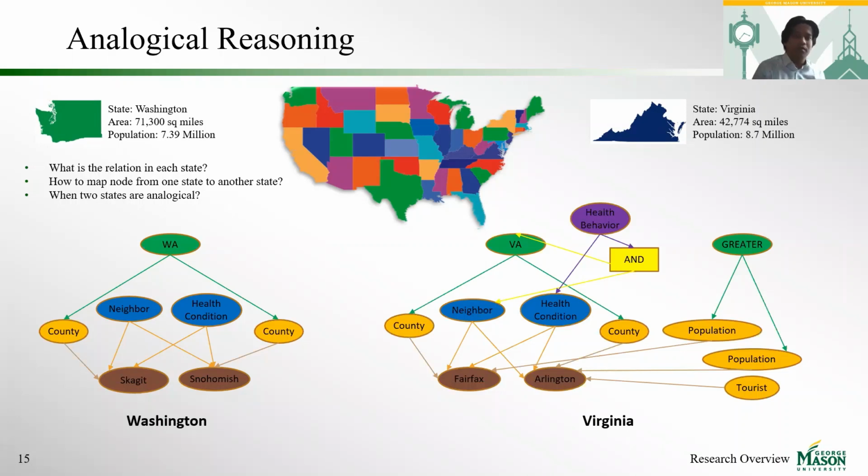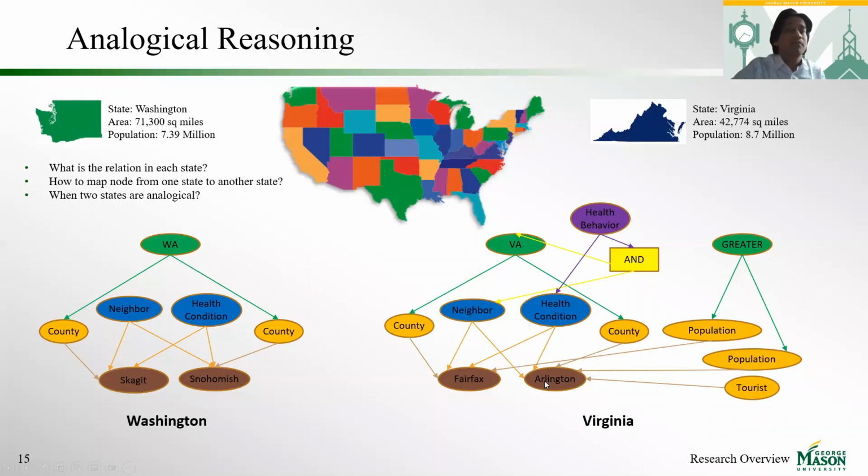Maybe you have more information for Virginia, so your graph can be more complex than Washington. So think about Fairfax and Arlington. As I explained, they are counties of Virginia, neighbors, and their health conditions are the same. Then there can be another relation, like Fairfax population is greater than the Arlington population. Again, Arlington is a tourist spot, right? More complex, they are counties of the same state, and also they are neighbors. So that's why their health behavior is quite similar, and that's why their health condition is the same.